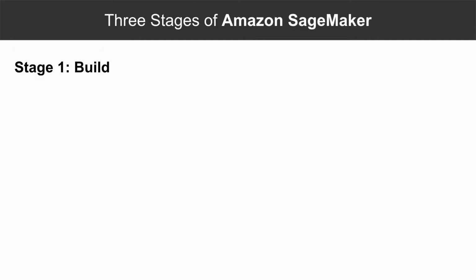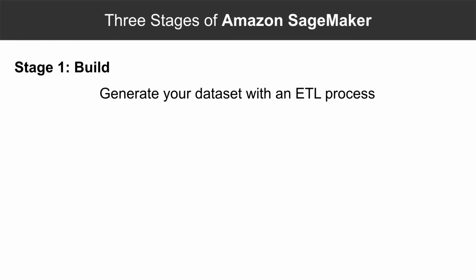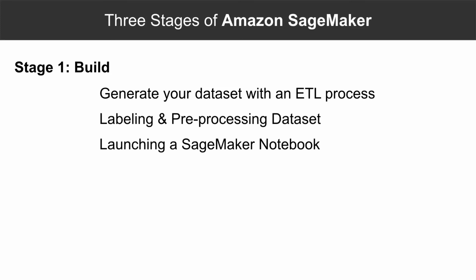Now let's discuss the three stages of Amazon SageMaker. The first stage is build. In the build phase, you generate your dataset with an ETL process. This includes labeling and pre-processing the dataset. You do feature selection and feature engineering.